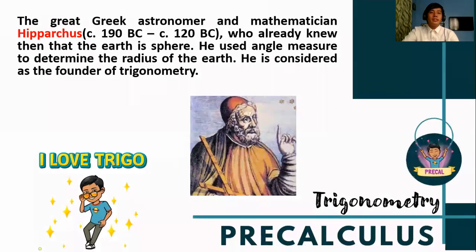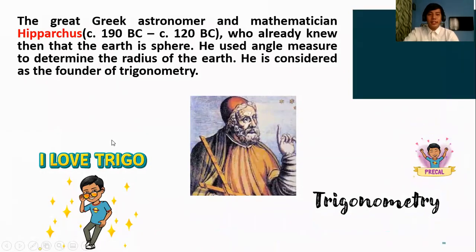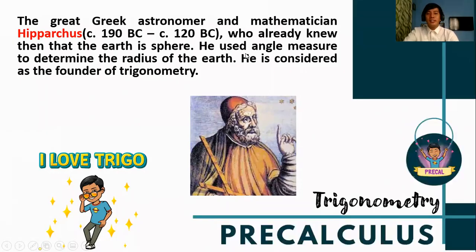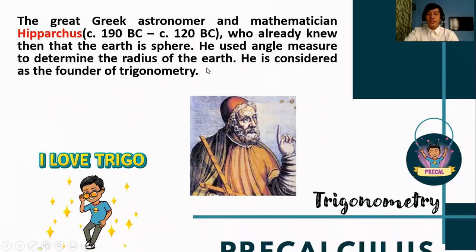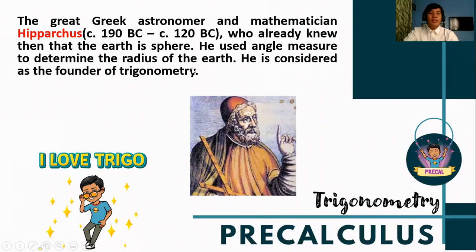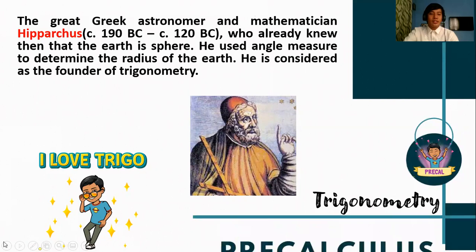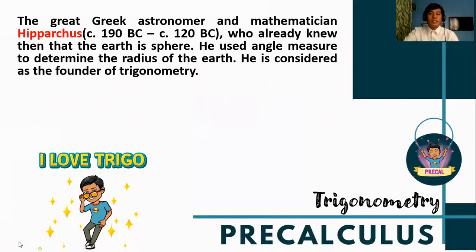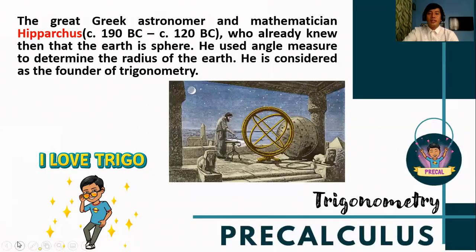So the Greek astronomer and mathematician Hipparchus is the one who studied the Earth as a sphere. And from that sphere, he defined angles inside. So he determined the radius of the Earth, the exact distance of the radius of the Earth. That is why Hipparchus is considered the founder of trigonometry. Okay, so this is the photo of Hipparchus, and this is how he studied the sphere.